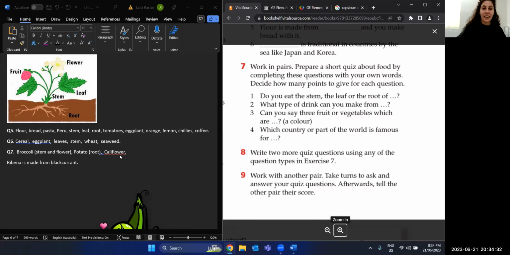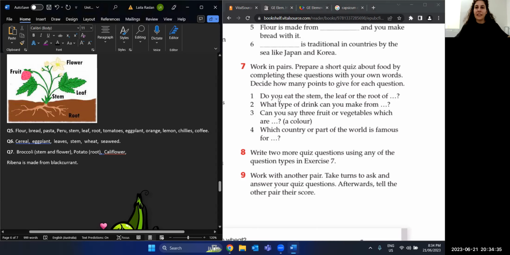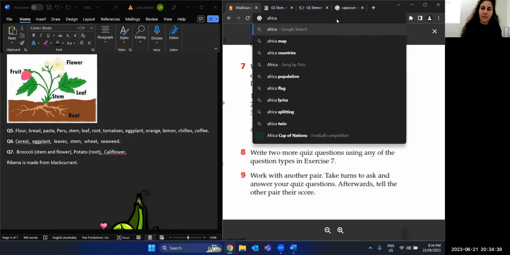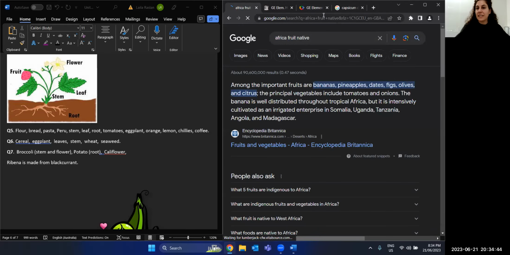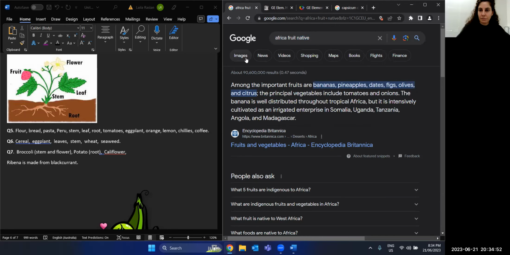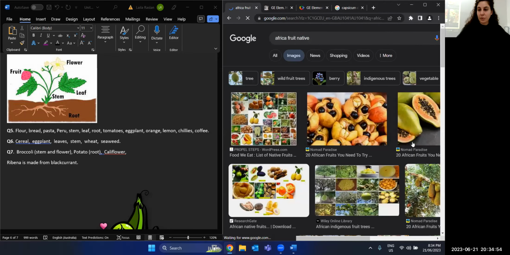Which country or part of the world is famous for a fruit? We know potato, yeah. How about, let's go Africa. What do you think, Africa? Fruit, native. So native, this word means it's from that country. So I typed African native fruit. They do a lot of pineapple, papaya, what's this one? Yeah, papaya.